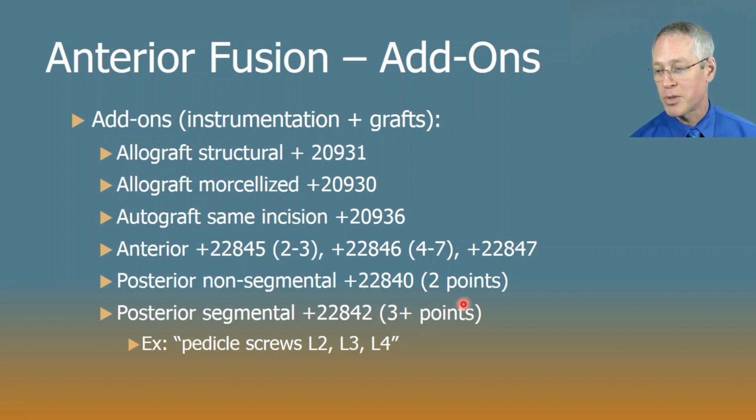So remember again, the posterior segmental is 3 or more points of attachment, or three or more levels of attachment. So 6 or more screws. Think of it that way.